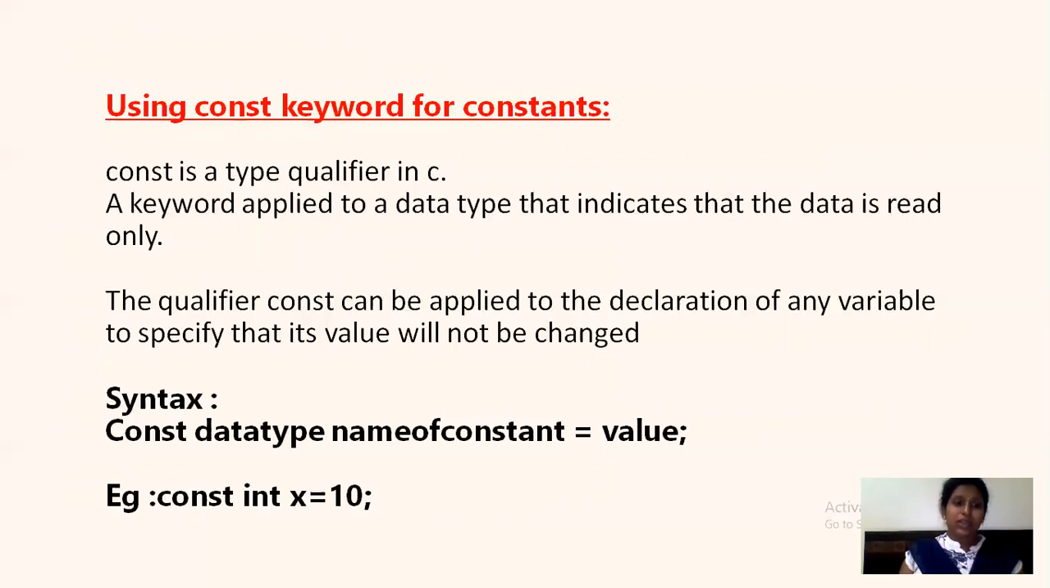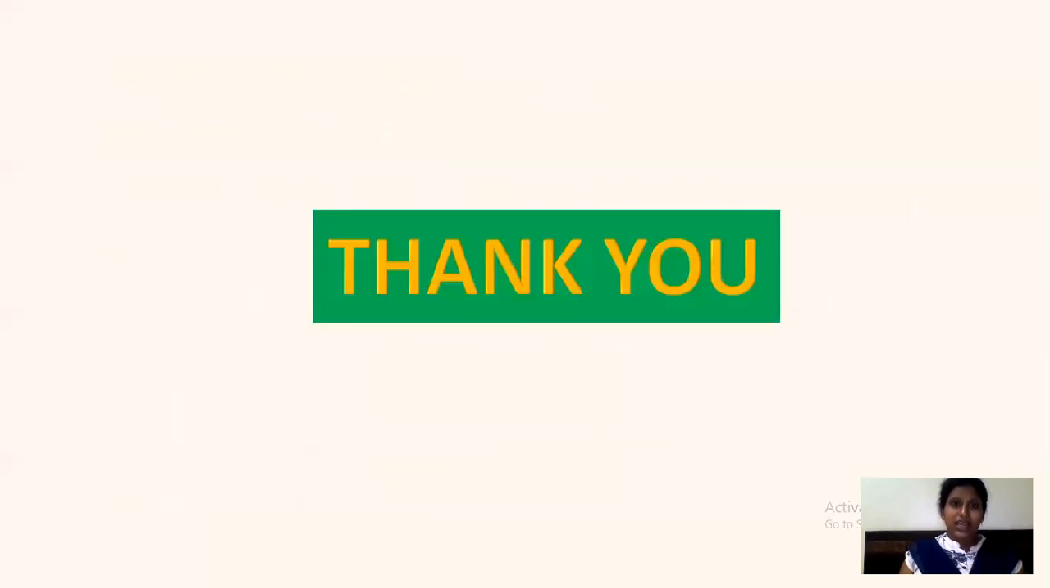Example, const followed by data type. Data type here is nothing but an integer. Name of constant is nothing but you can take any variable as your name of constant, and your value here will be 10. So const int x equals 10 is an example of your constant. So you can use it like this. If you use const, then the value cannot be changed. So these are nothing but your constants in C. Thank you.